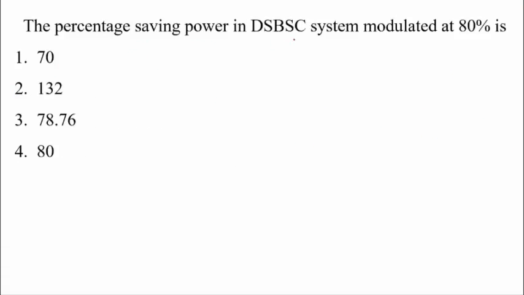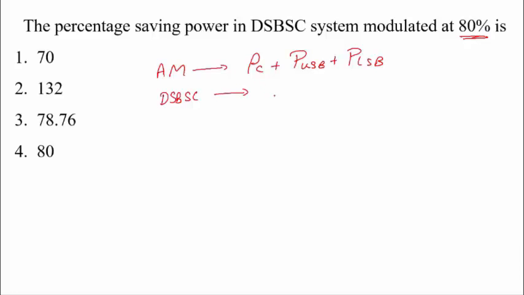The percentage saving in the case of DSBSC modulated signal at 80% modulation is? Now in the case of normal modulation, you send the carrier power as well as the upper sideband and lower sideband. But in the case of DSBSC, you suppress the carrier and send only the upper sideband and lower sideband. Now if I am talking about percentage saving, you are saving PC out of the total power.